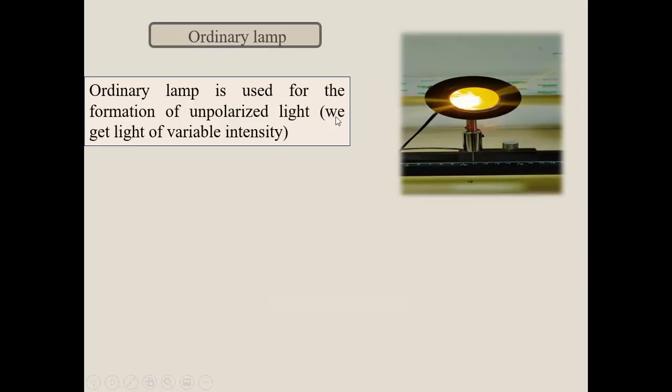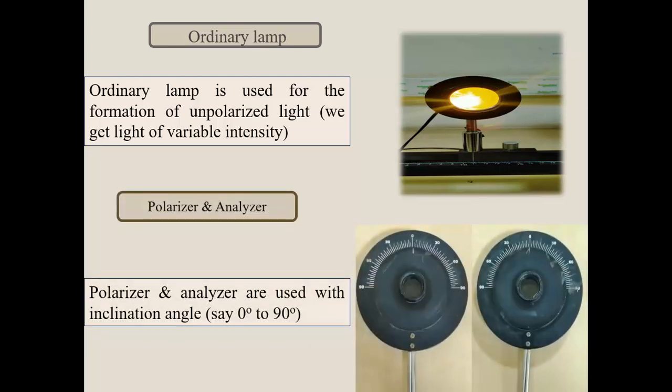As far as the light intensity is concerned, we use the ordinary lamp for the formation of unpolarized light. So we get light of variable intensity. I can change it from lower intensity to the higher intensity, and the polarizer and analyzer look something like this. Polarizer and analyzers are used with inclination angle from 0 to 90 degrees. So these are the arrows. Please see here, this is one arrow here, another arrow here. If I put both the arrows at 0, that means both the polarizer and analyzer are parallel to each other.